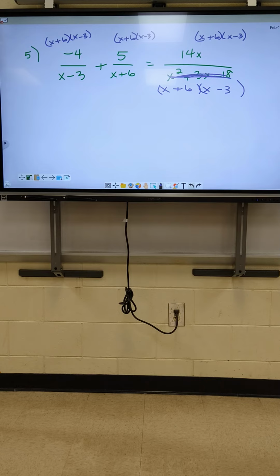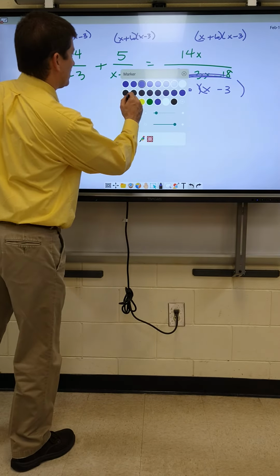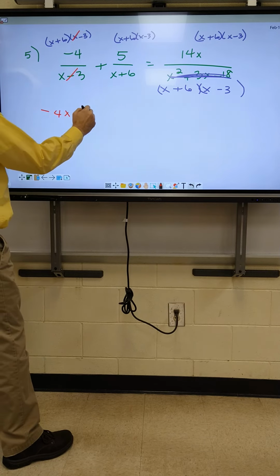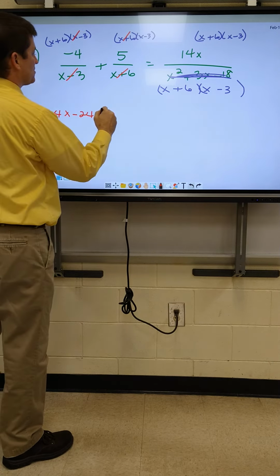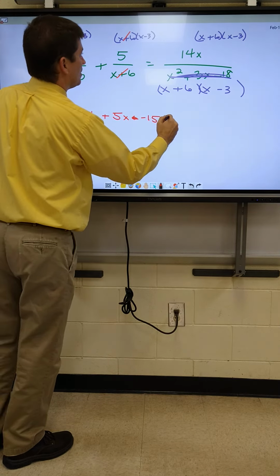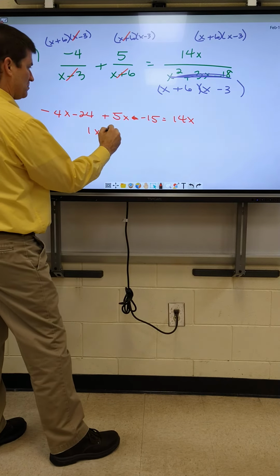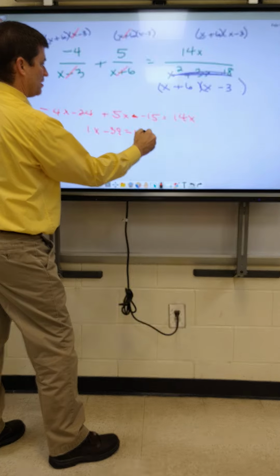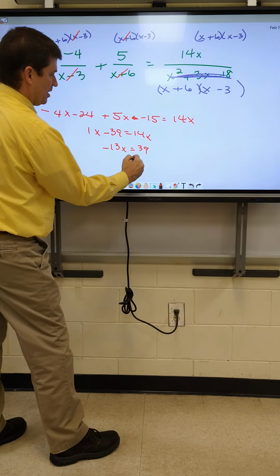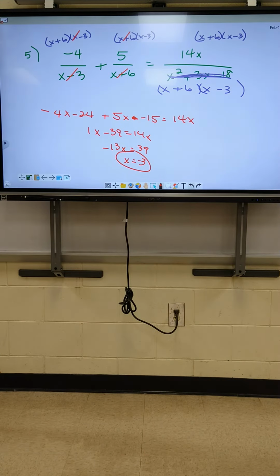There you go. Alright, looks like most everybody got this one right. These cancel, we got negative 4x minus 24. These cancel, we got 5x minus 15 equals 14x. So I got 1x minus 39. Negative 13x equals positive 39. And most everybody got x equals negative 3, so I won't talk about that one unless y'all need it.